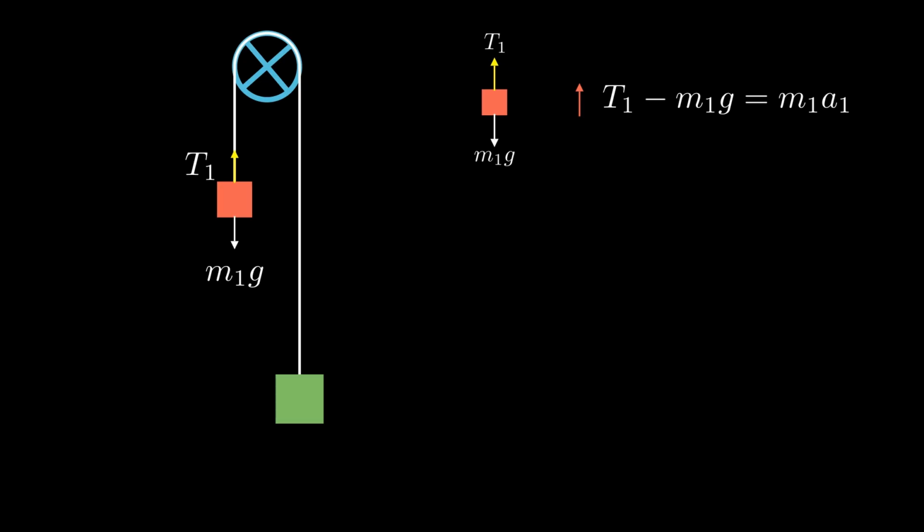We always apply Newton's law in the direction of positive motion. Since the mass m1 is moving upwards, we take that direction to be positive.